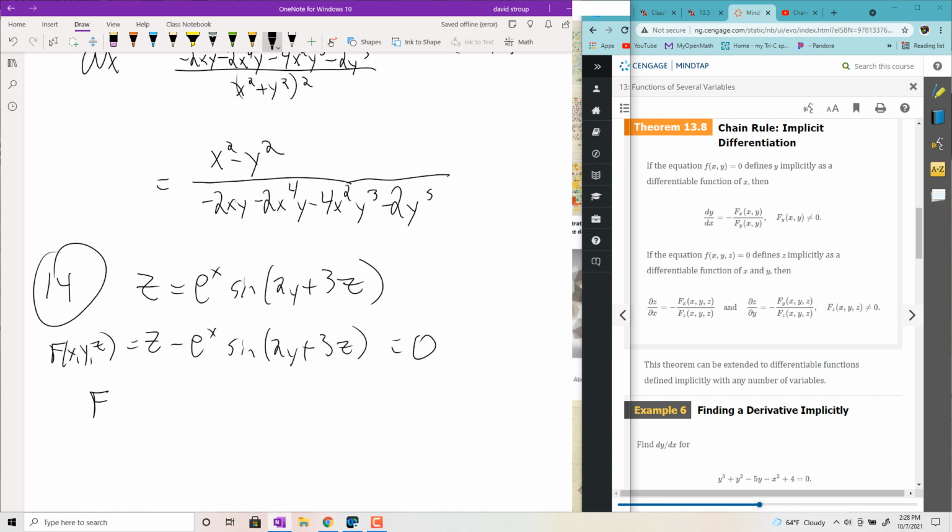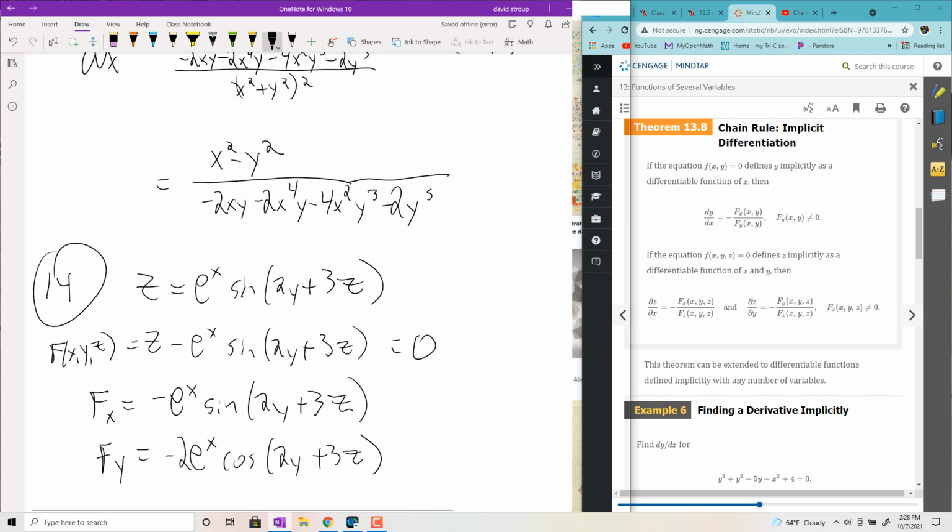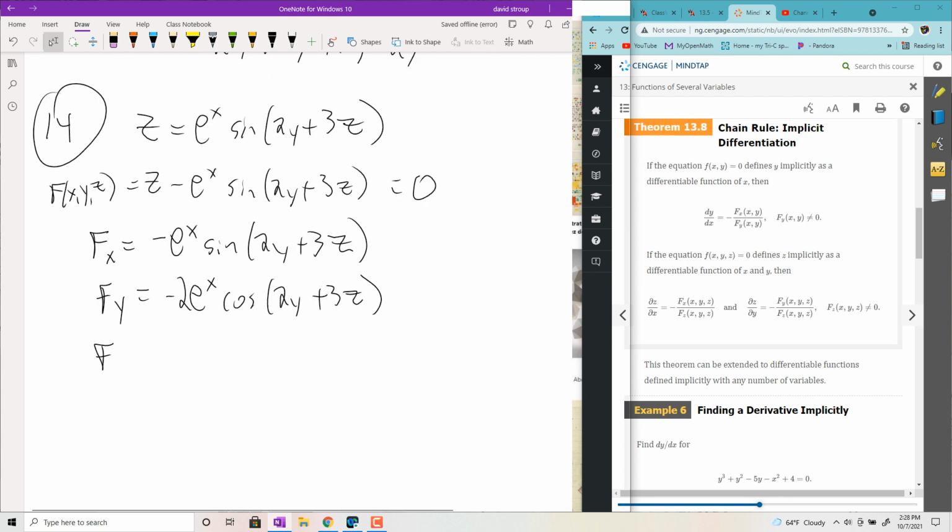So the derivative with respect to x, derivative of z is 0, and then you have negative e to the x sine of 2y plus 3z. Derivative with respect to y, again, the z part is gone. You just get negative e to the x cosine of 2y plus 3z times 2, the chain rule. And then with respect to z, it'll be 1 minus e to the x cosine of 2y plus 3z times 3.